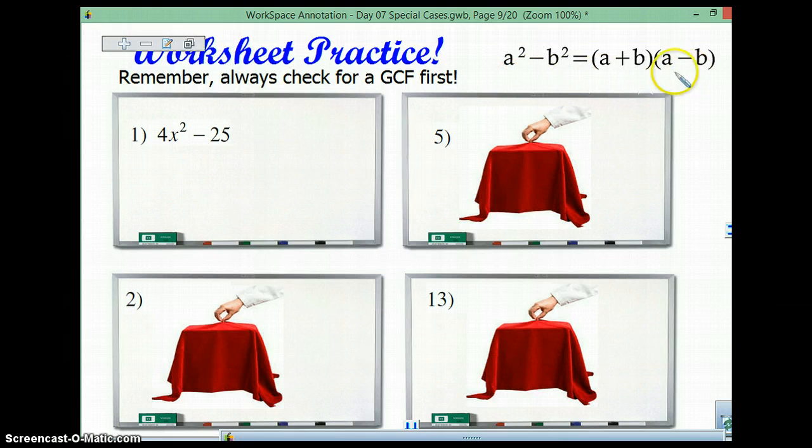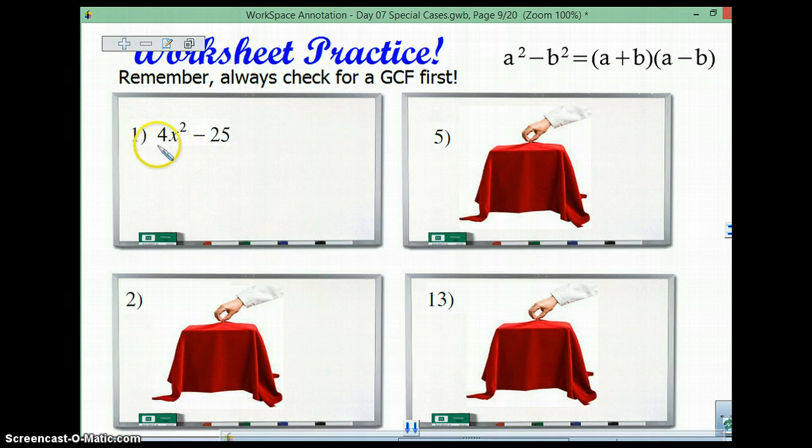Here's the formula I want you to use. You can use an X in a box, but just for today, I want you to practice using a shortcut. Just memorize. If you see something of the form a squared minus b squared, then the answer is going to be a plus b times a minus b. So the only tricky part with using these formulas is figuring out what a and b is.